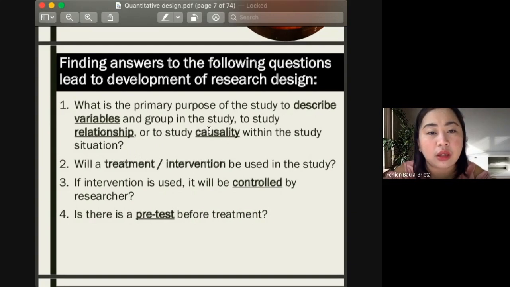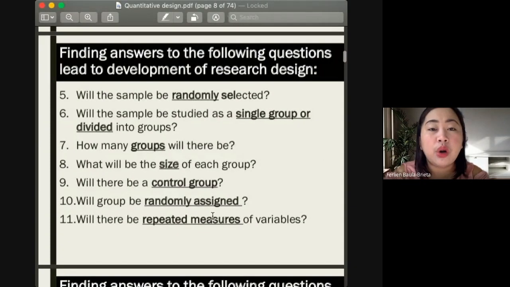The second question that you need to address is, are you going to do some treatment or intervention or not? If you are going to do some intervention, are you going to employ a control group on it? If yes, then you will have an answer later on what type of research design you are going to employ. Another is, are you going to perform pre-testing before intervention or before treatment? Are you going to randomly select your respondents or your sample?